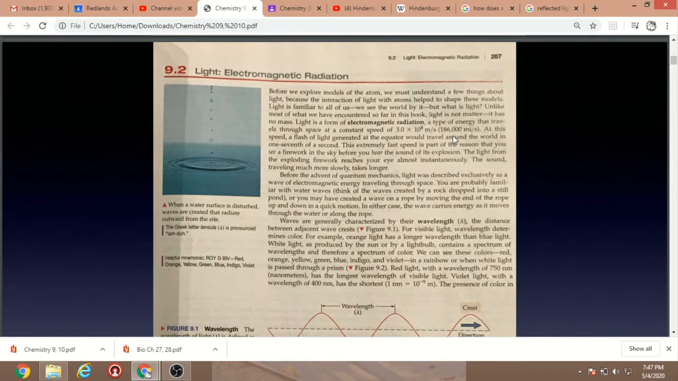That's why if you see a firework in the air, you usually see it before you hear it, because sound doesn't travel that fast. Light travels a whole lot faster. And basically, light always travels at that speed, at least in our atmosphere.